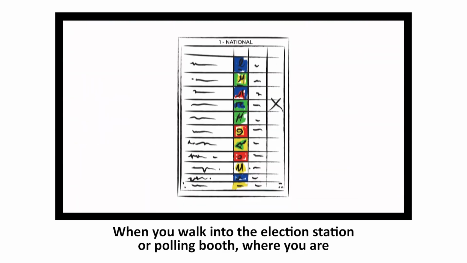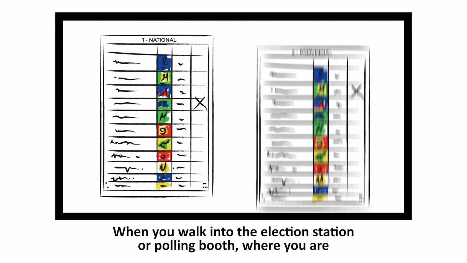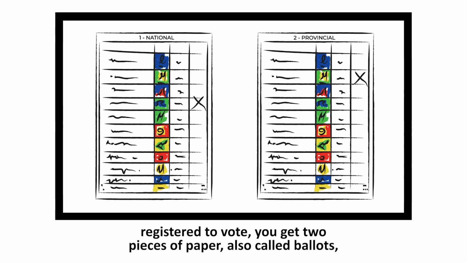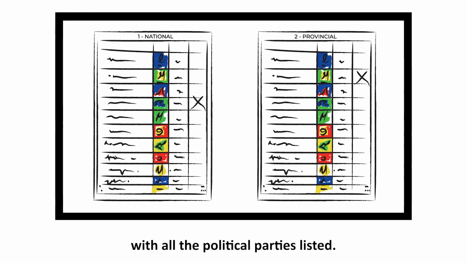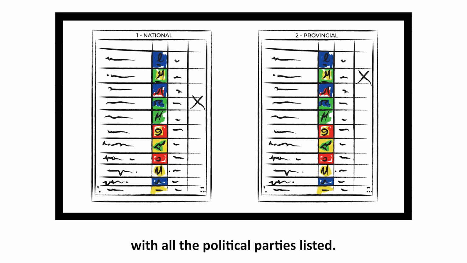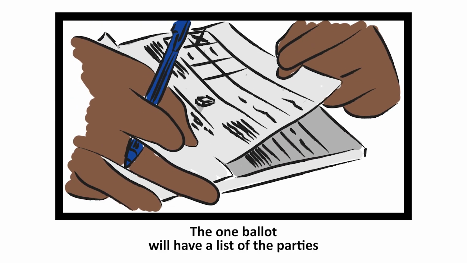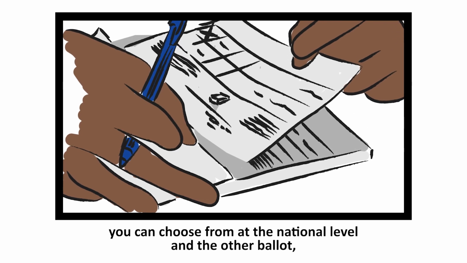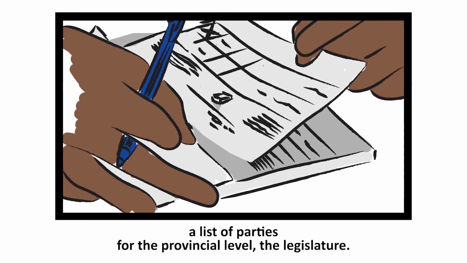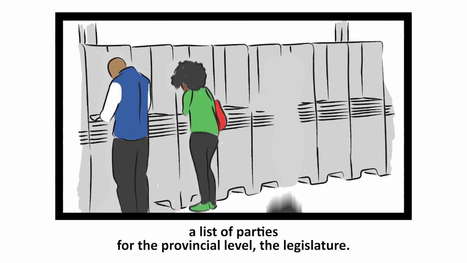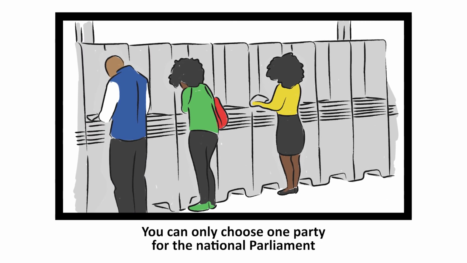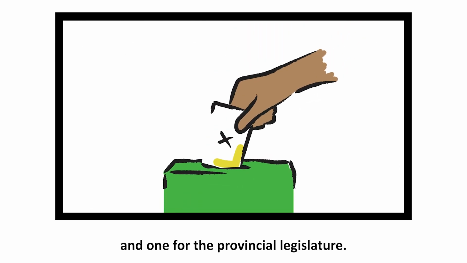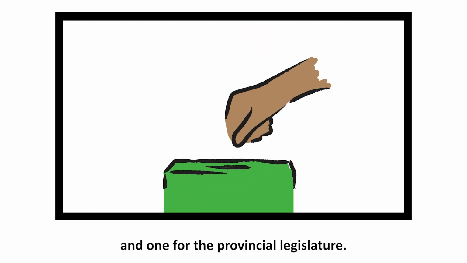When you walk into the election station or polling booth, where you are registered to vote, you get 2 pieces of paper, also called ballots, with all the political parties listed. The one ballot will have a list of the parties you can choose from at the national level, and the other ballot, a list of parties for the provincial level, the legislature. You can only choose one party for the national parliament and one for the provincial legislature.